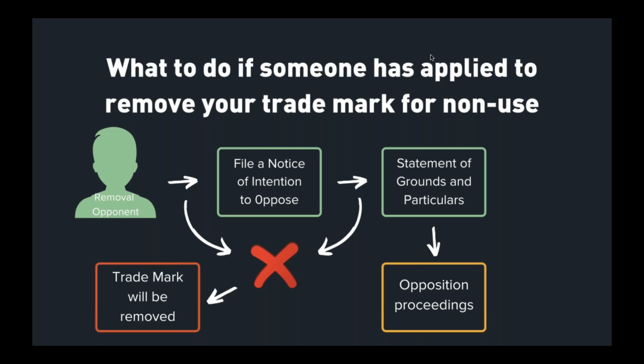If Lisa does choose to file a notice of intention to oppose, she must then file a statement of grounds and particulars 1 month from the date she files the notice of intention to oppose. Again, it is important to note that if a statement of grounds and particulars is not filed, the trademark, or in this instance, Lisa's trademark, will be removed from the register. There is no fee to file a notice of intention to oppose or a statement of grounds and particulars.